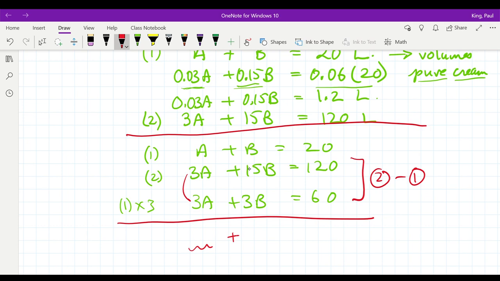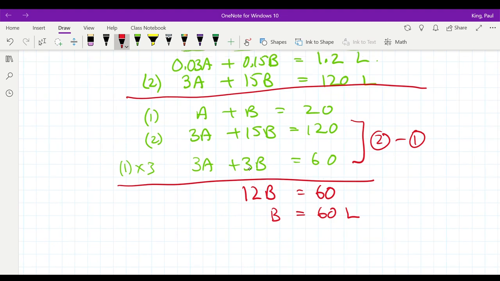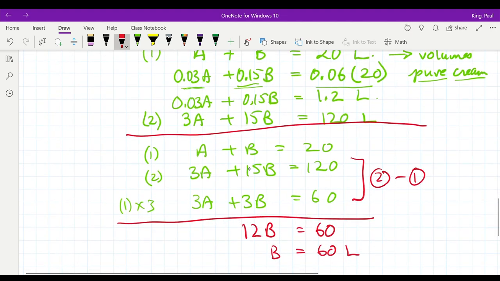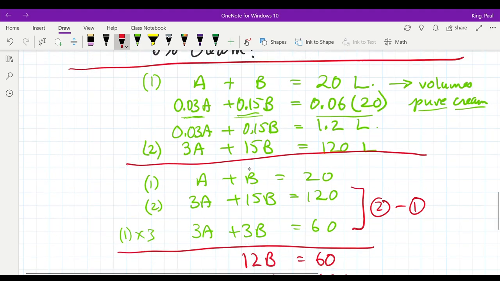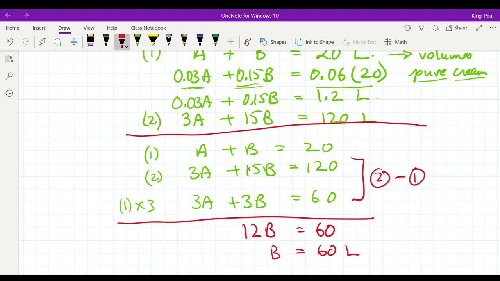And then we add 15 minus 3. 15 minus 3 is 12B. And 120 minus 60 is 60, just 60. So B is 60. We need 60 liters of cream. So if we're totaling 120, oh no, we're totaling 20. That's not good. That's more liters than we have. Oh, 120 minus 60, 12B. Oh, that's because I didn't divide. Okay, so 60 divided by 12 is 5 liters.